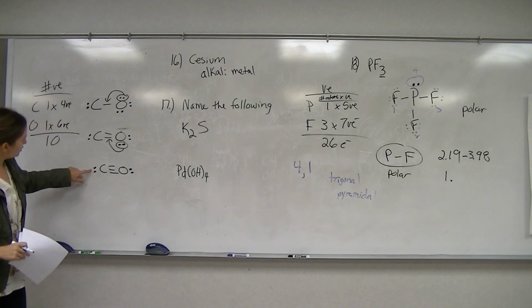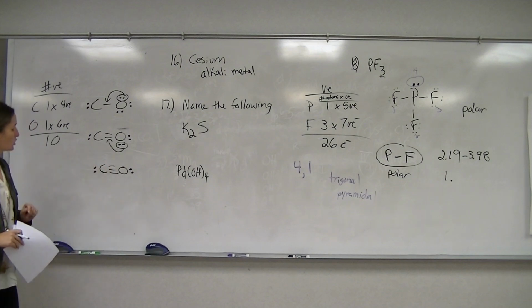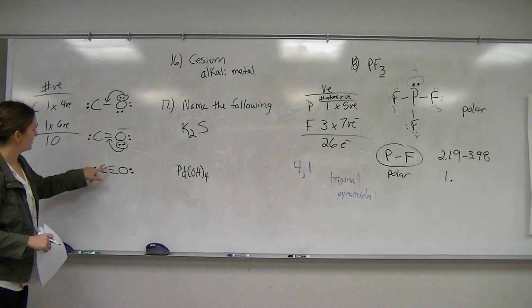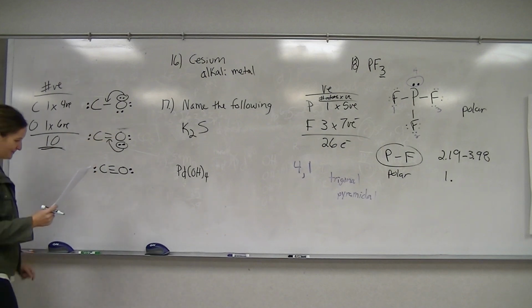So carbon has 2, 4, 6, 8. Oxygen has 2, 4, 6, 8. So both are happy. And we've used a total of 10. So we didn't go over our valence electron count. So it would be a triple bond. It's also a polar bond if you want to do the calculation.